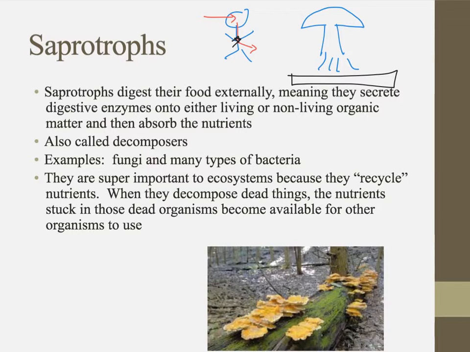They will secrete these digestive juices onto whatever they want to digest. It's going to become a globby, gooey mess, okay? It's actually getting digested or broken down on the outside of the body, and then it will reabsorb those already digested nutrients. So they secrete digestive enzymes and do their digesting on the outside of their bodies.